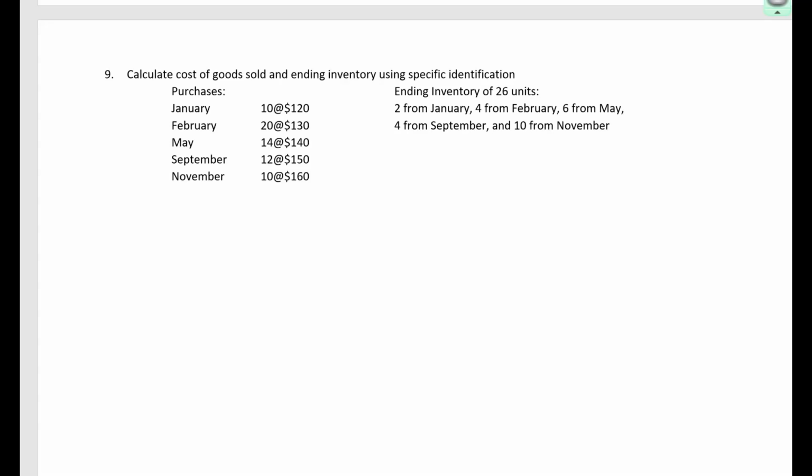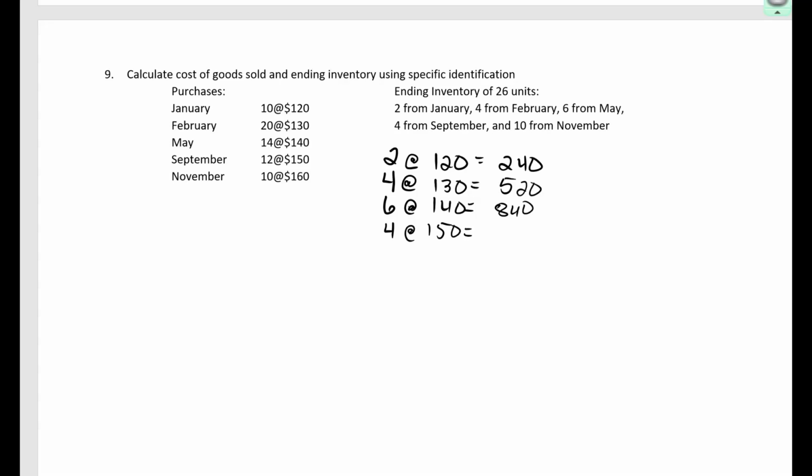Ending inventory consists of 26 units. We have 2 from January. January's cost was $120. Okay, then that's $240. Then they have 4 from February. February we're at $130. They have 6 from May. And the ones from May they purchased for $140. 4 from September. September was at $150. And then 10 from November, which were at $160.